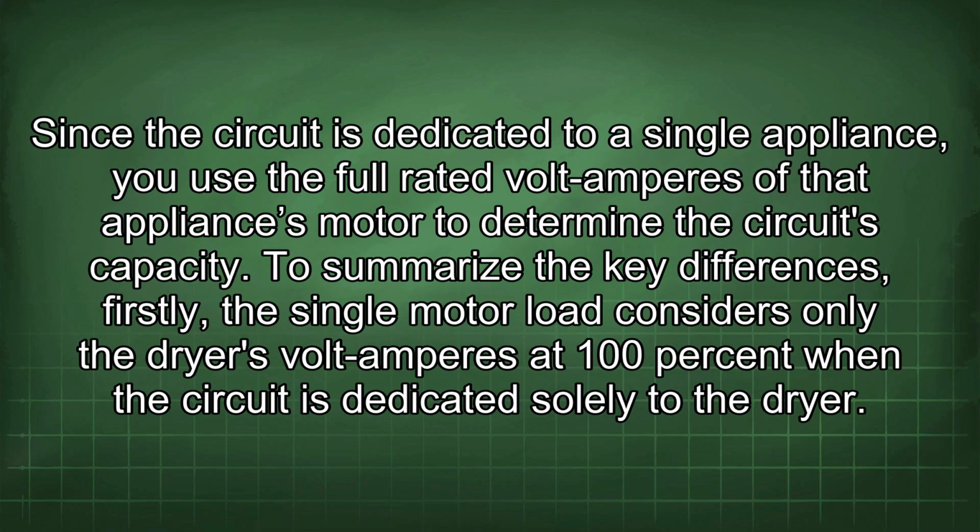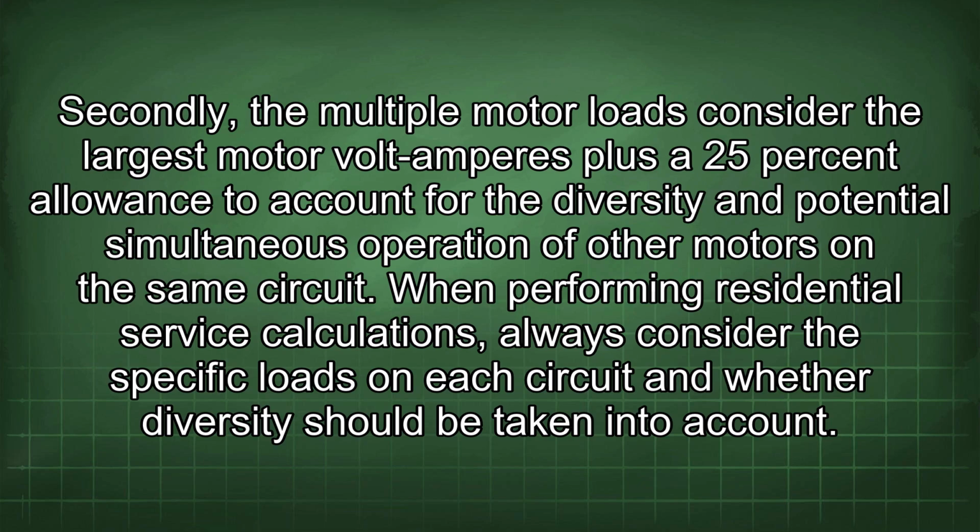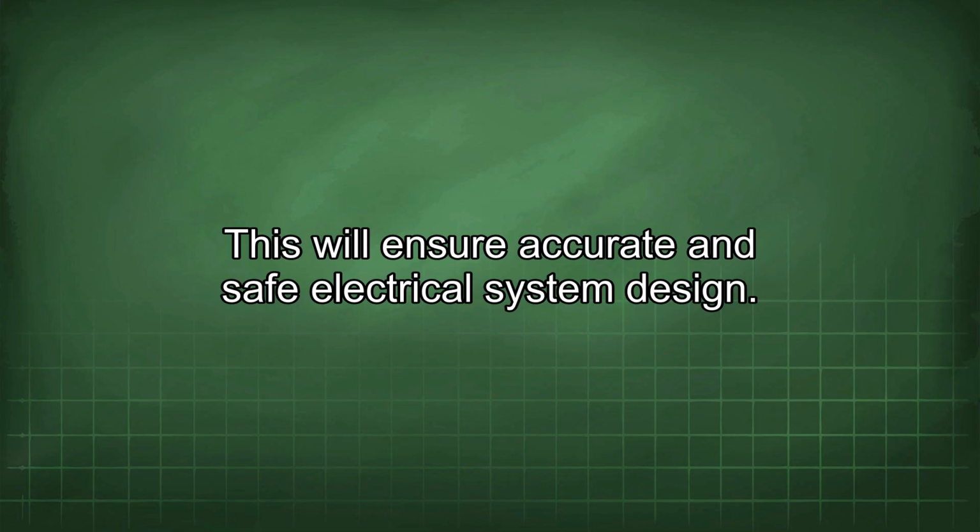Since the circuit is dedicated to a single appliance, you use the full rated volt-amperes of the appliance's motor to determine the circuit's capacity. To summarize the key differences, firstly, the single motor load considers only the dryer's volt-amperes at 100% when the circuit is dedicated solely to the dryer. Secondly, the multiple motor loads consider the largest motor volt-amperes plus a 25% allowance to account for the diversity and potential simultaneous operation of other motors on the same circuit. When performing residential service calculations, always consider the specific loads on each circuit and whether diversity should be taken into account. This will ensure accurate and safe electrical system design.